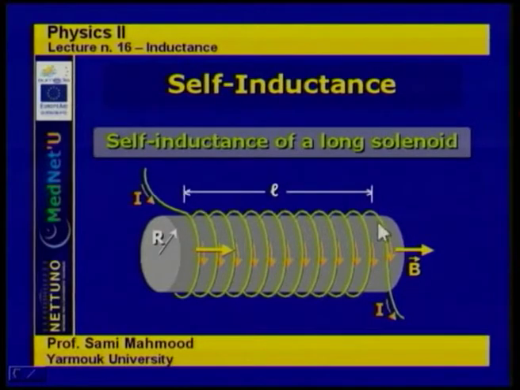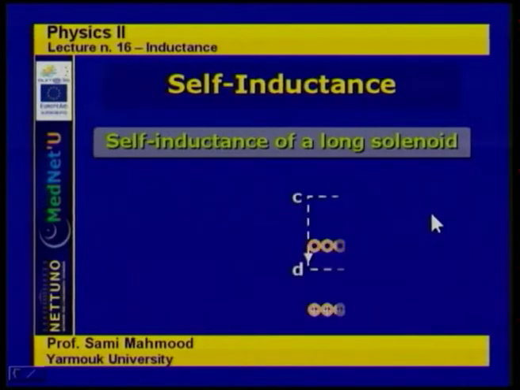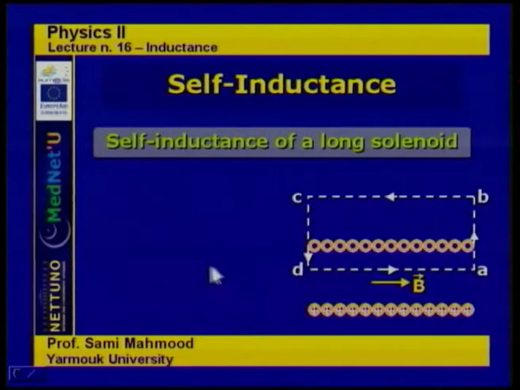Keep in mind that the length of the solenoid is cursive L, and if the total number of turns is equal to capital N, then small n is the number of turns per unit length of the solenoid, which is simply capital N divided by cursive L. And the area of each turn is simply pi times capital R squared.